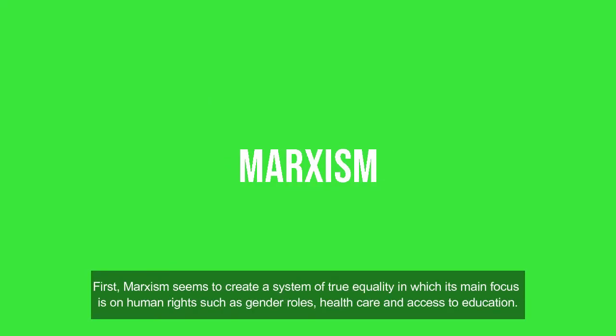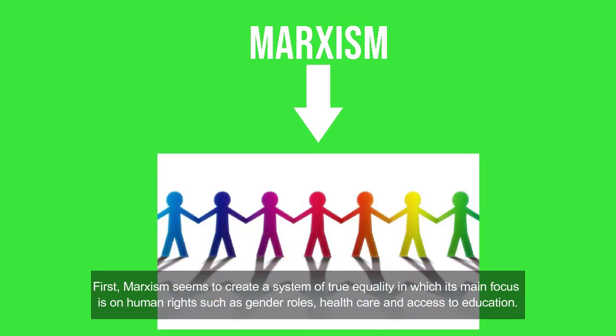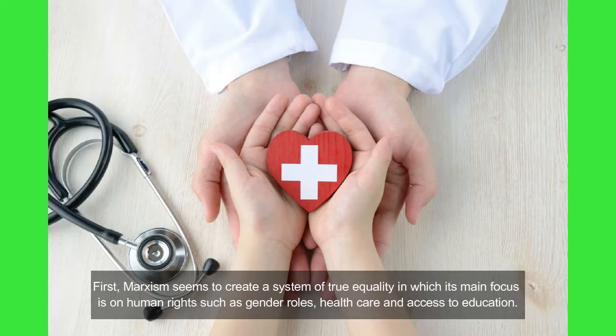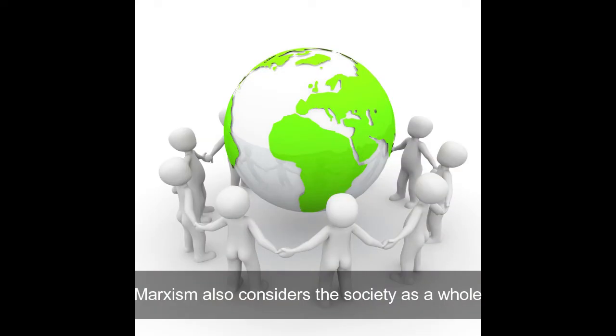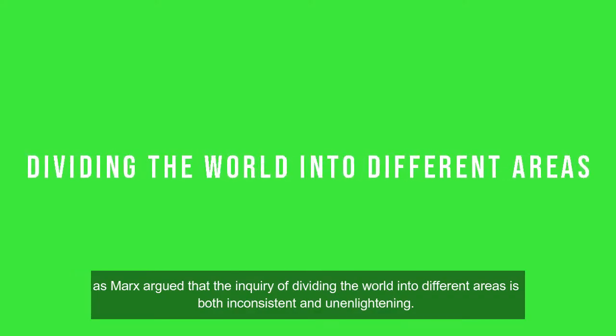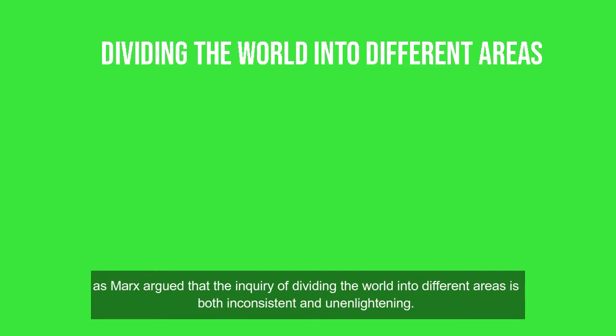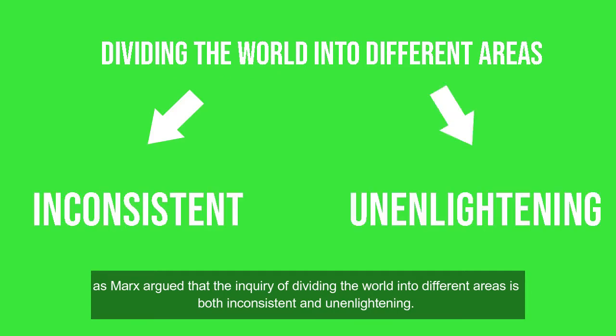First, Marxism seems to create a system of true equality, in which its main focus is on human rights, such as gender roles, healthcare, and access to education. Marxism also considers the society as a whole, as Marx argued that the inquiry of dividing the world into different areas is both inconsistent and unenlightening.